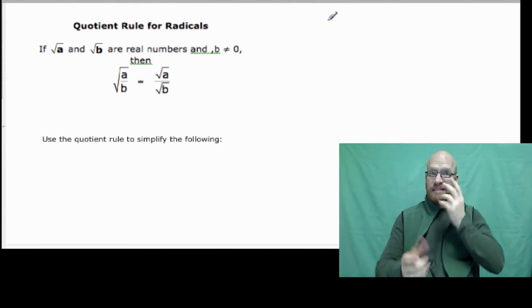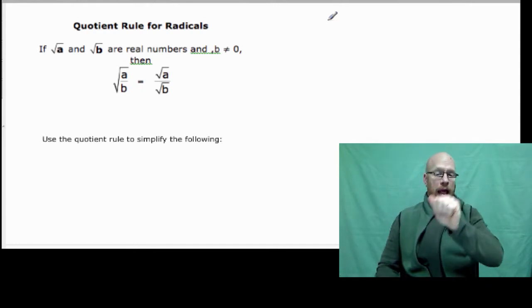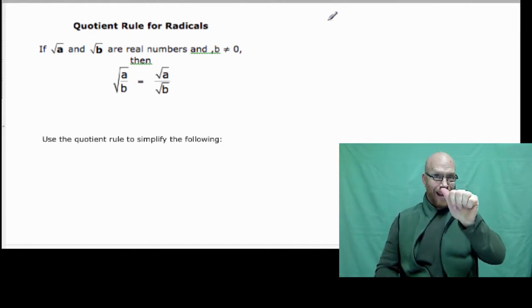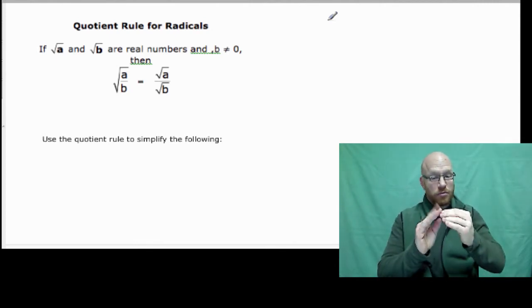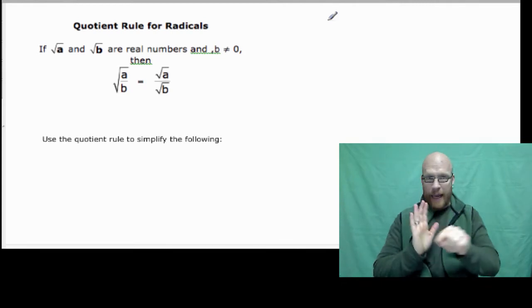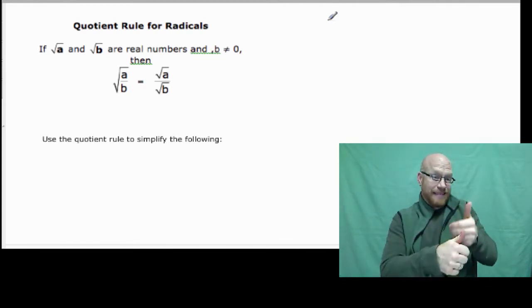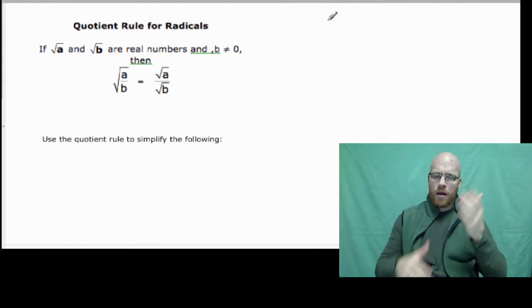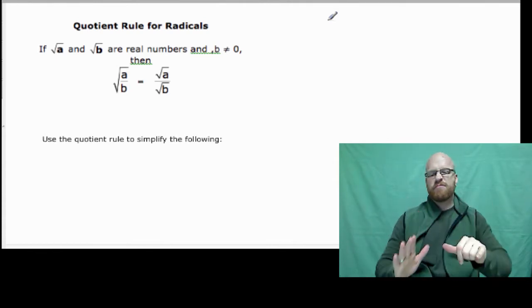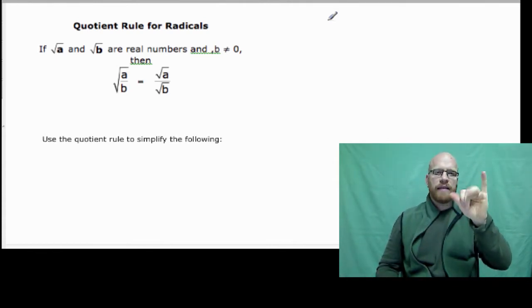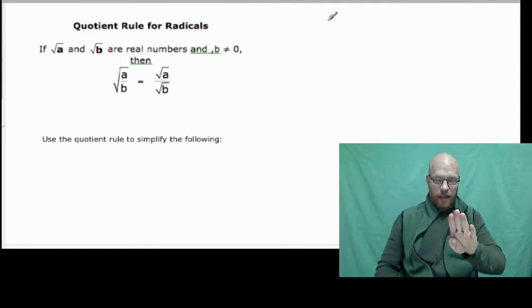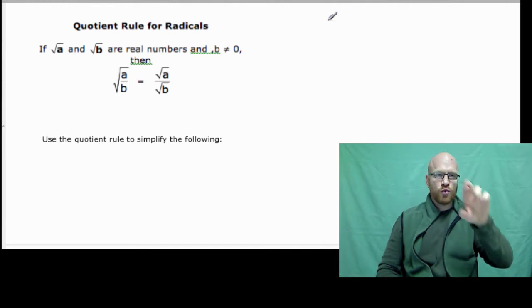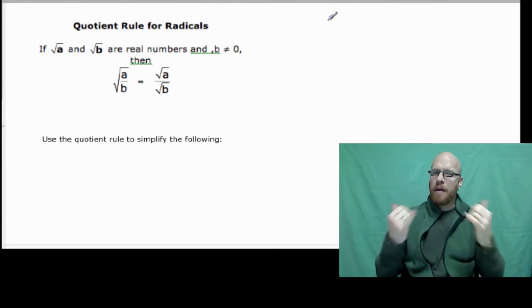for radicals. Okay? Again, a and b are real numbers, square root of a and square root of b. They're positive numbers also, they're not negative numbers. And b may not equal 0 because b being the denominator, we cannot divide by 0. It's undefined. So the square root of a over b is the same thing as the square root of a divided by the square root of b. Now we'll do some examples here.